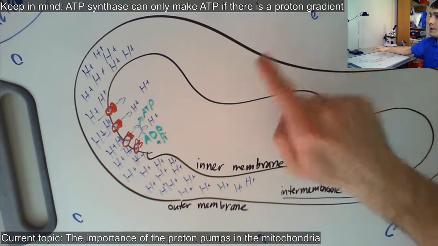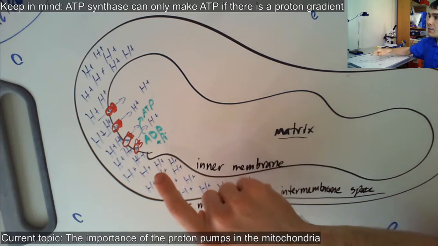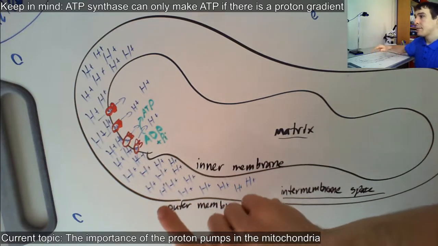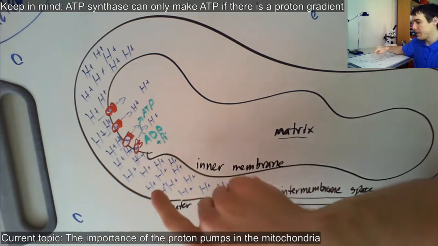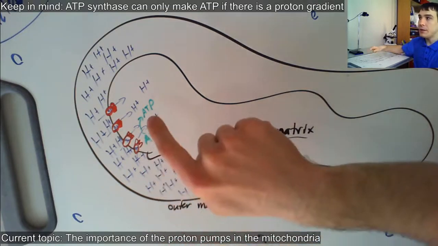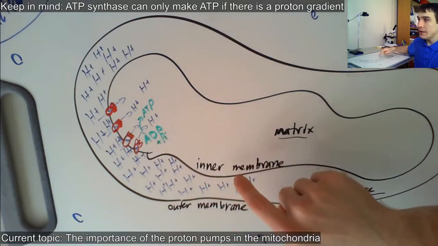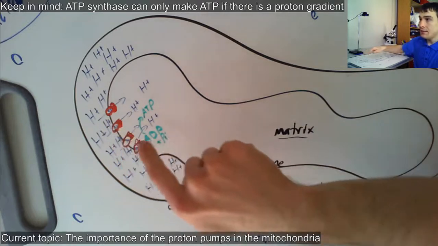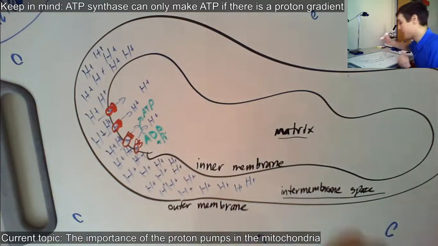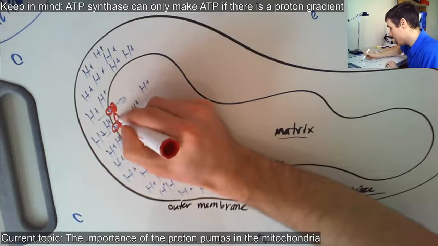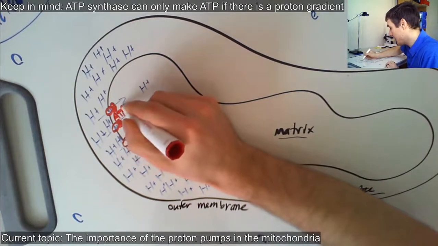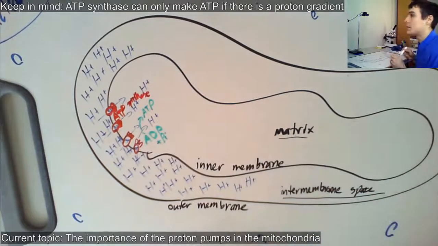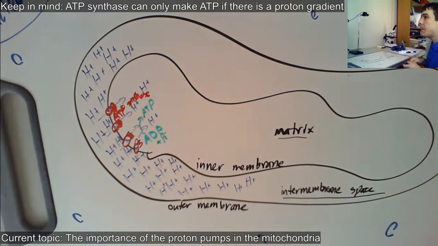A proton gradient. Meaning that these protons, because of the charge and because of the concentration, want to flow in. But we don't let them flow in. We've got the membrane in the way, unless they go through these red little turbines. And those red turbines are ATP synthase.